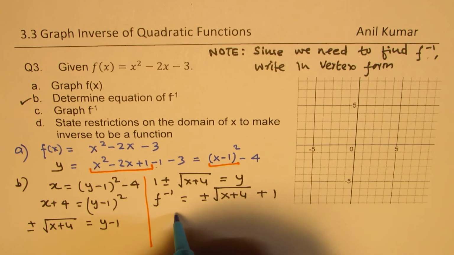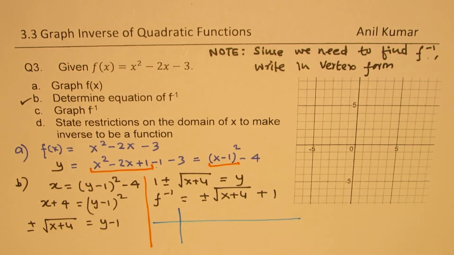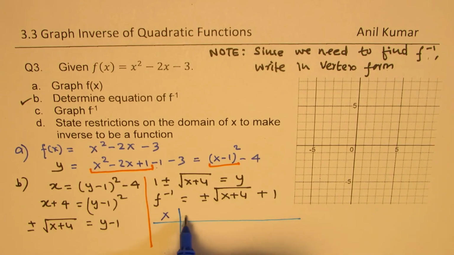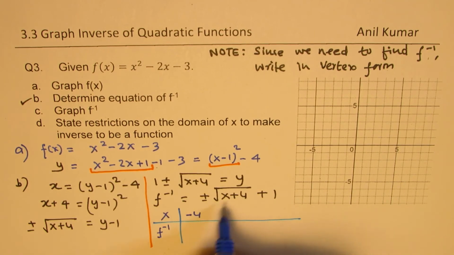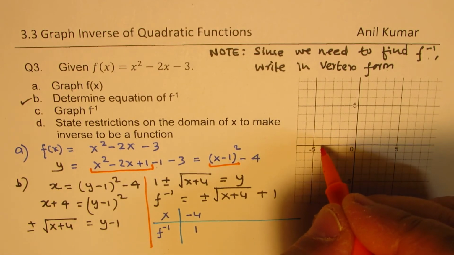Let me just tell you what I'm trying to do here. First thing is that x values have to be greater than minus 4, right? So if I write x as minus 4, in that case, this inverse function value will be 0. We get 1 here, correct? So we get 1 point, which at minus 4, we have the value 1.